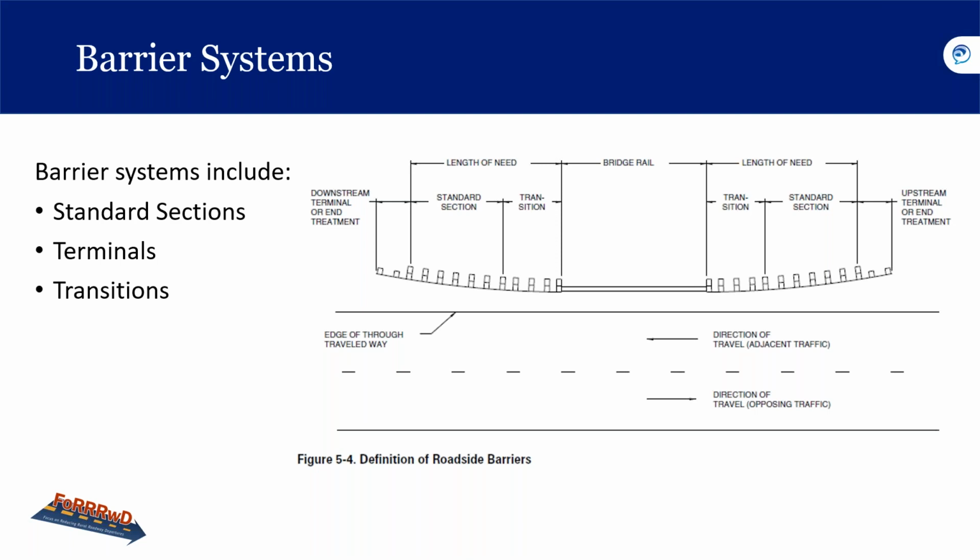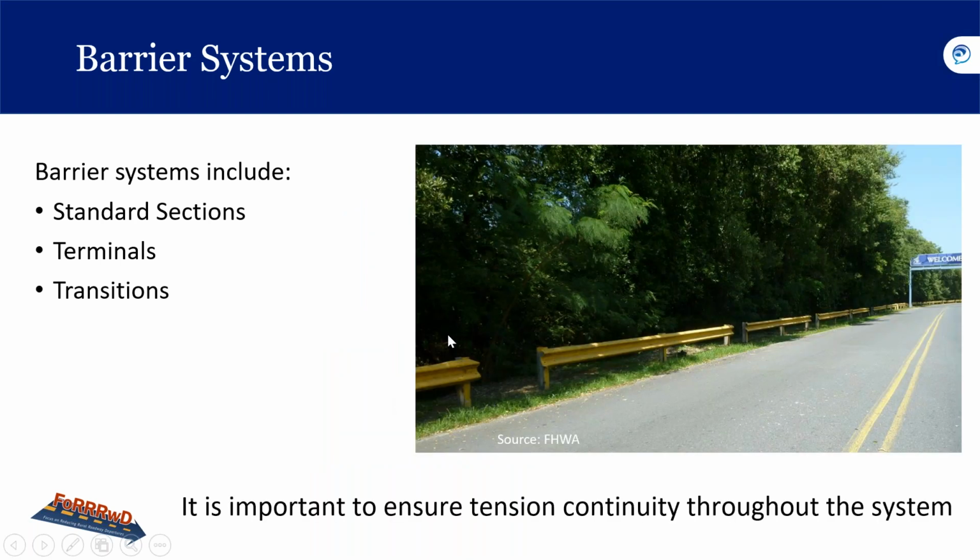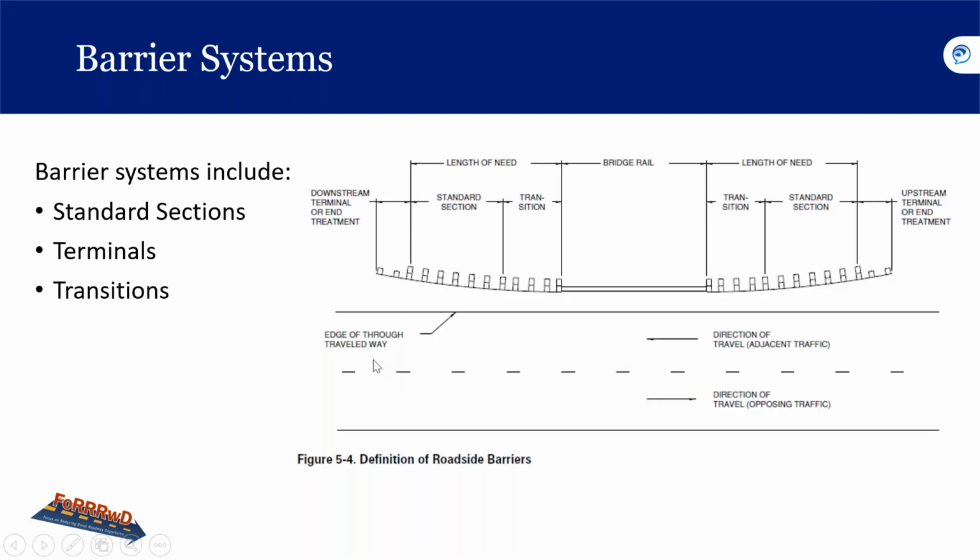So barriers are systems, and the components need to be compatible and continuous. So this is a figure from the Roadside Design Guide, which shows the different components. And this photo shows a location where the guardrail elements are not continuous and is exposed. So here's an example of it's not continuous. So we don't want that type anymore.